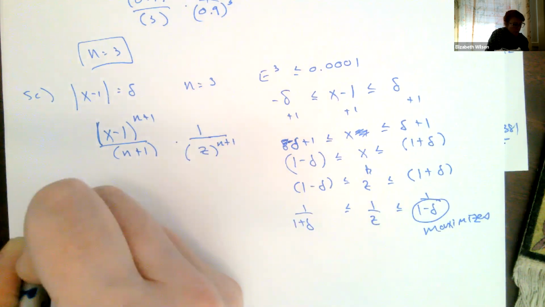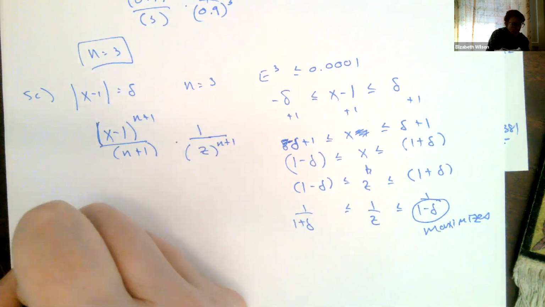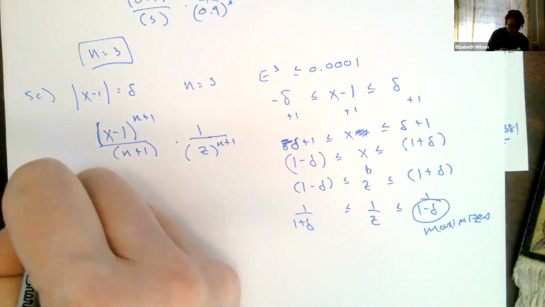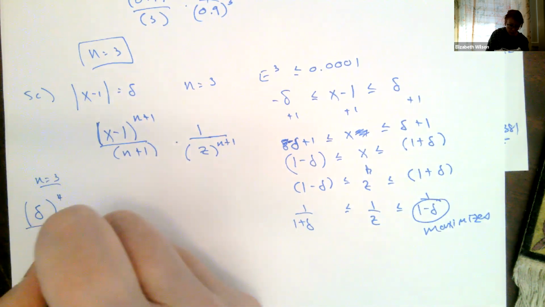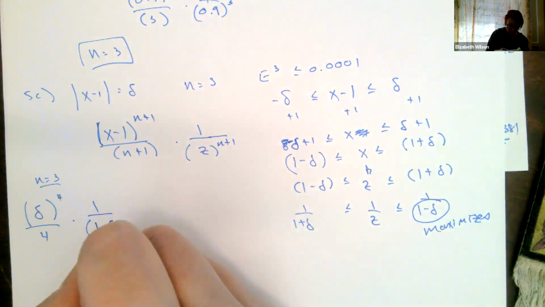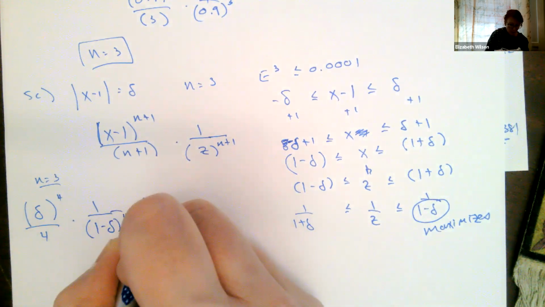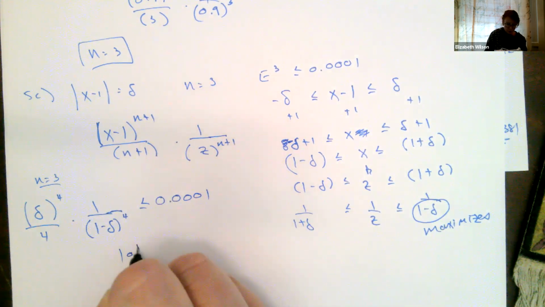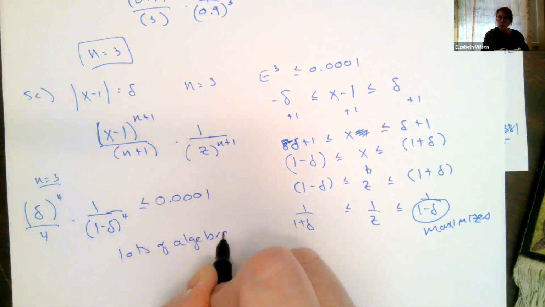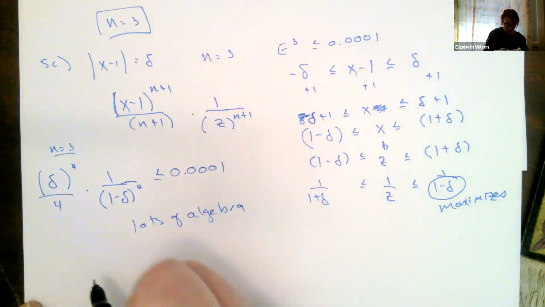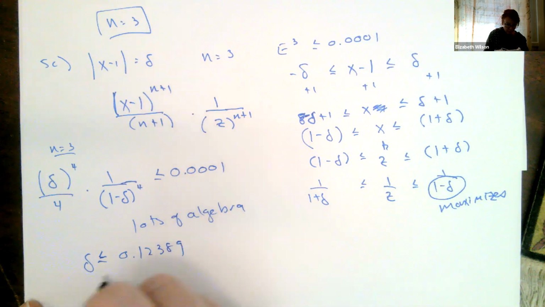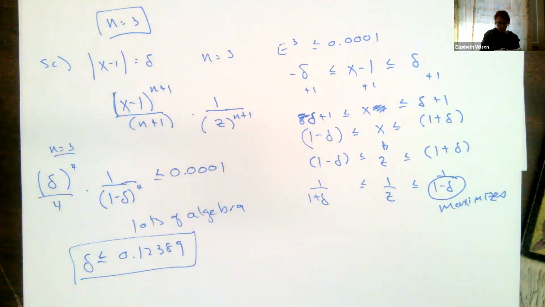So let's do this out. This thing is going to become delta. So n equals 3. So this is going to become delta to the 4th all over 4 times 1 over 1 minus delta to the 4th. We want this to be less than 0.0001. And there's just lots of algebra which you can work out and then do. And then I found delta was going to be less than or equal to 0.12389. It's a pretty wide delta, and we could get away with that because our error was pretty tight on part A.